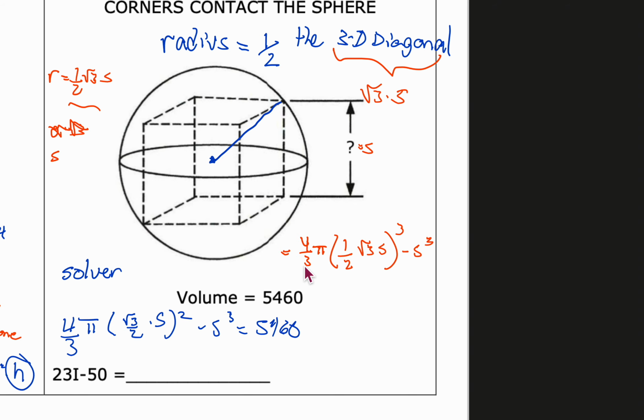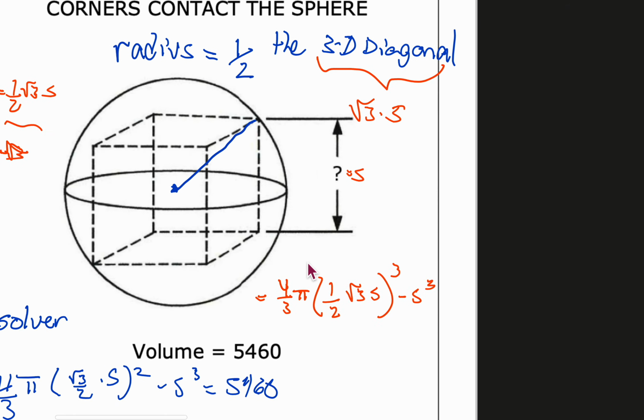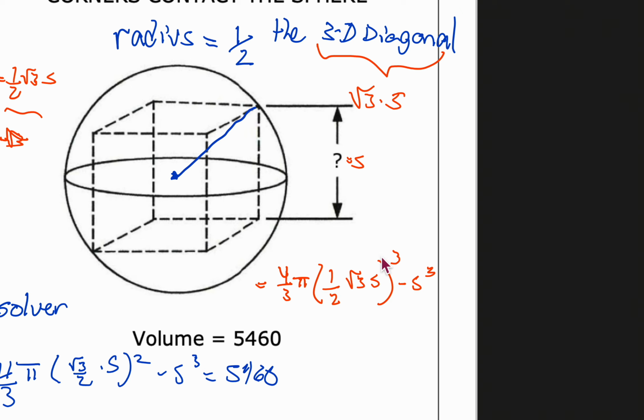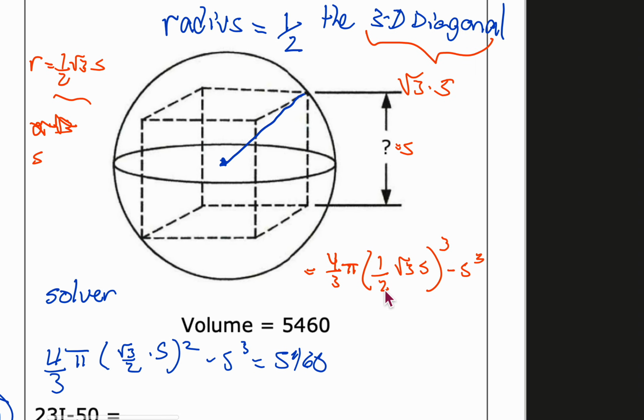And so the volume of a sphere, which is 4/3 pi, and here's our radius that we wrote in terms of the side length, 1/2, because it's only going from here to here, times square root of 3, because the full diagonal would be square root of 3 from here to here, times the side, and then we're going to cube that minus side cubed, and we throw that into our solver.